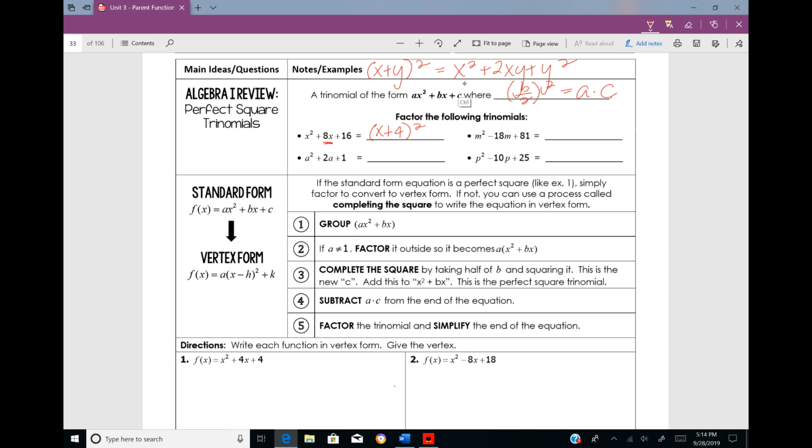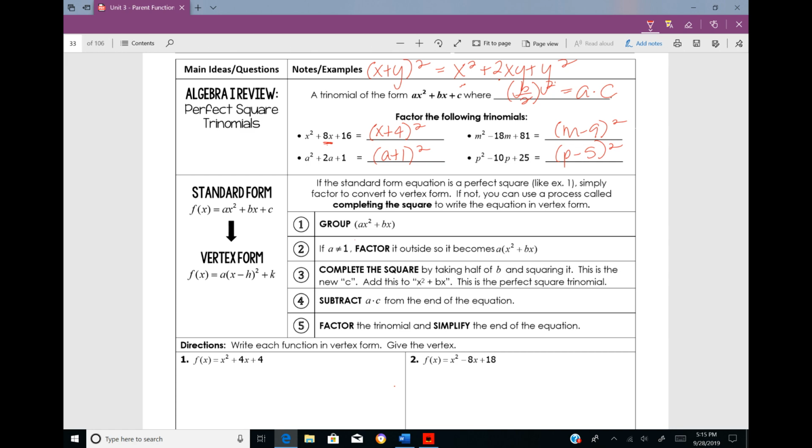We can also look at it as, in this formula, x squared would be 1, or y squared would be 16, so the square root of that would be 4, times 1, times 2 is 8. Alright, so let's look at a squared plus 2a plus 1, and that factors to (a plus 1) squared. m squared minus 18m plus 81 factors to (m minus 9) squared. And p squared minus 10p plus 25 factors to (p minus 5) squared.